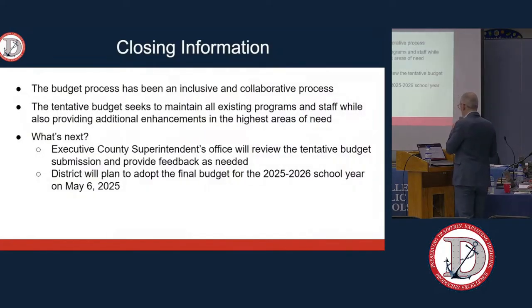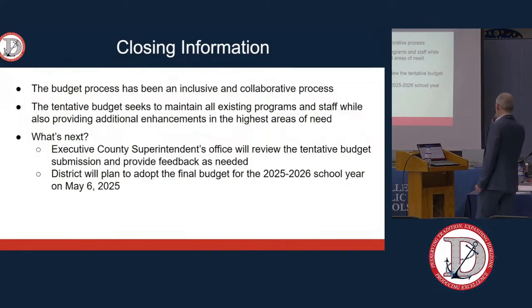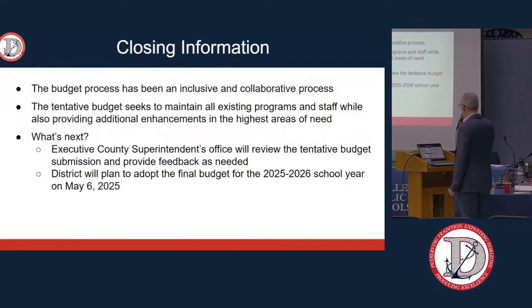And so with that, the budget process has been an inclusive and collaborative process. Our administrative team has been very involved in this. Our tentative budget maintains all of the existing programs and staff, also provides additional enhancements, and this now gets submitted to the Executive County Superintendent's Office. They will review the tentative budget submission. If they have any feedback, we'll make some adjustments, and then we will plan to adopt the final budget on May 6th.